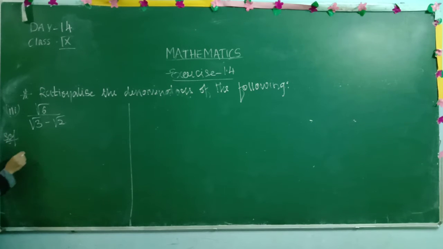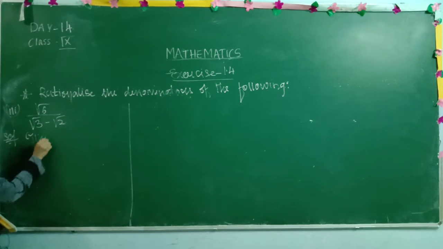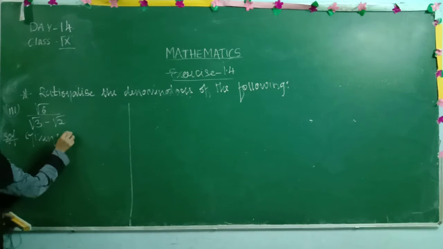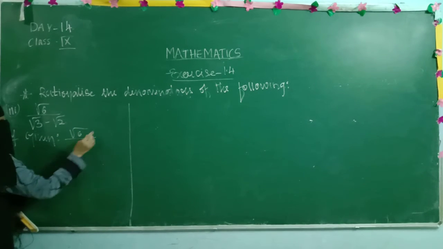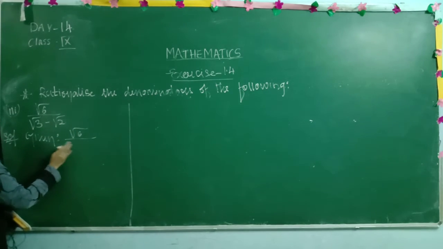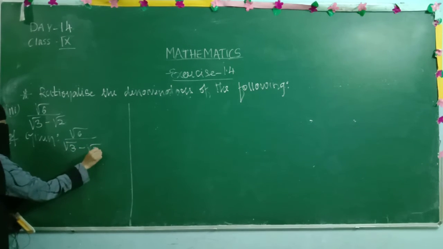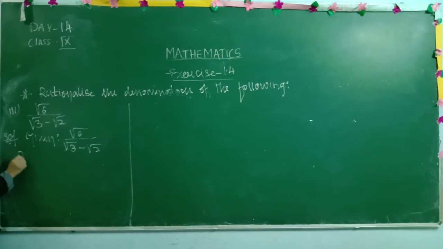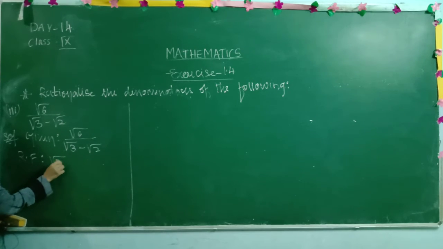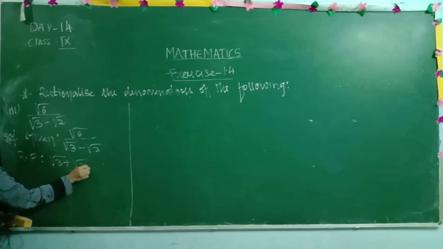Yes, the first step, what is given? Root 6 by root 3 minus root 2. Now immediately we need to write the rationalizing factor. What is the rationalizing factor? Yes, the denominator with opposite sign, so root 3 plus root 2 you will get.